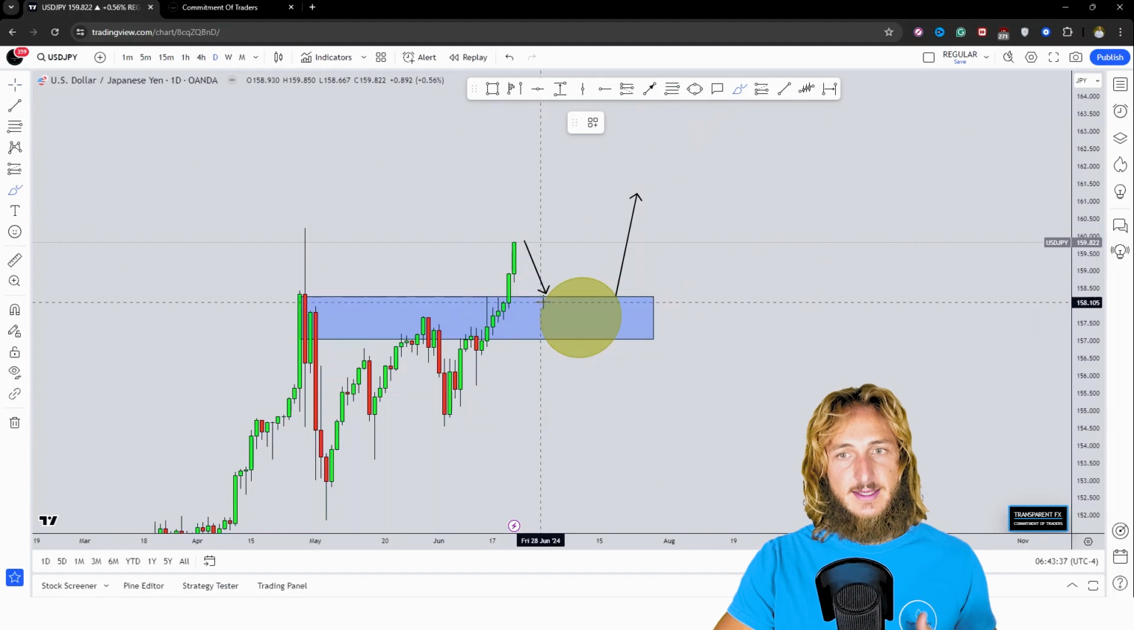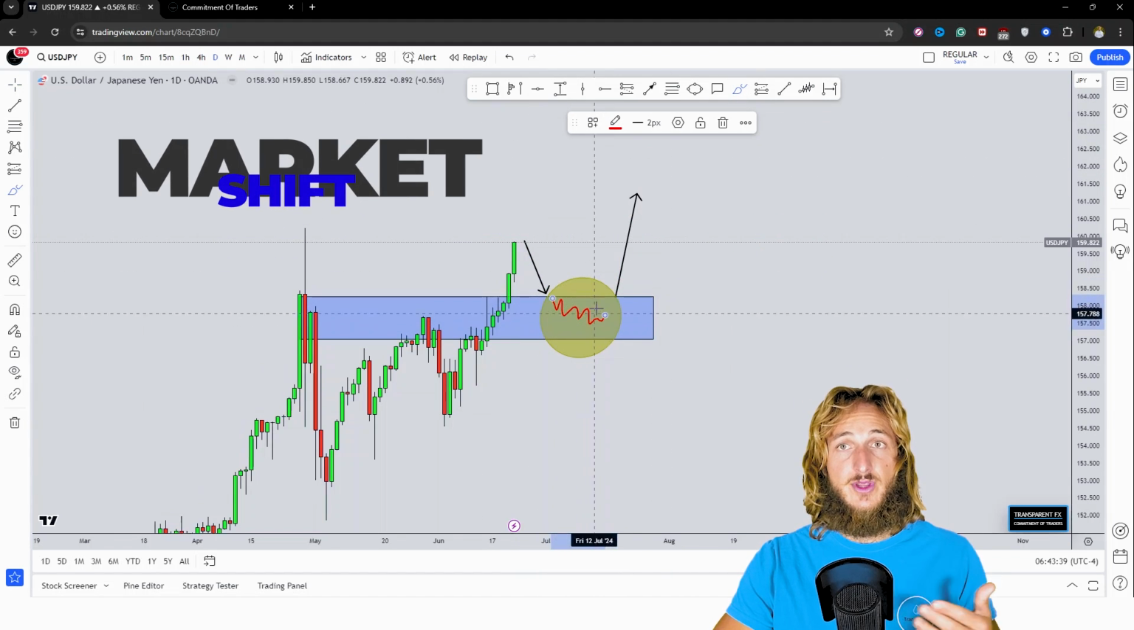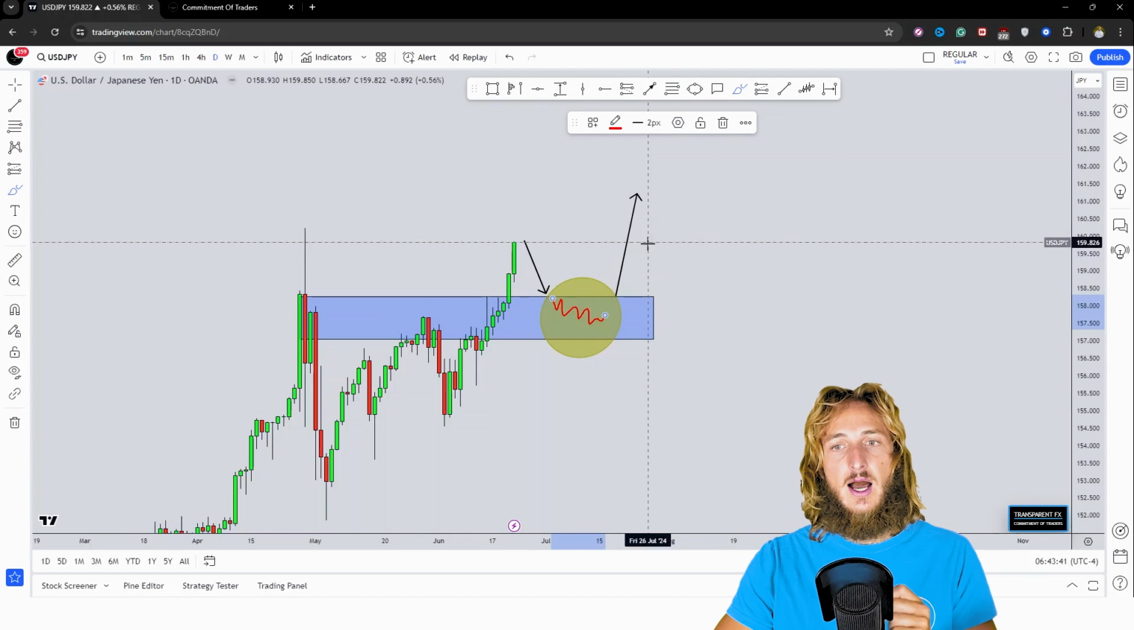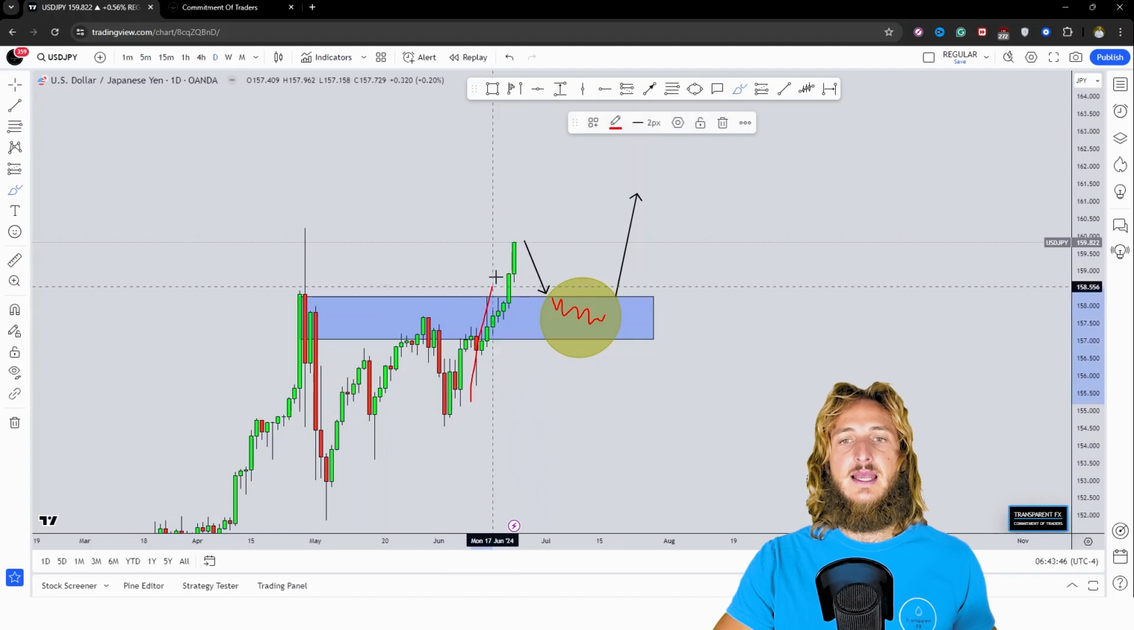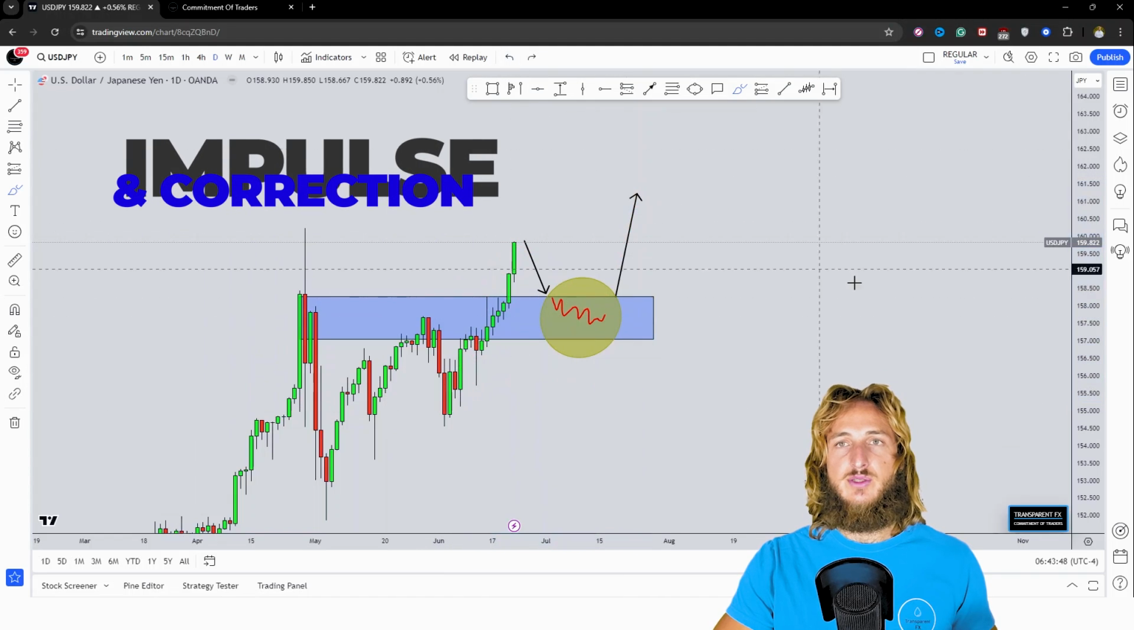Therefore, what I would expect is that if this market will shift from an intraday bearish to a bullish market, at that point, I wouldn't be surprised to see a potential rejection to the upside, completing this daily impulse, correction and impulse pattern to the upside.